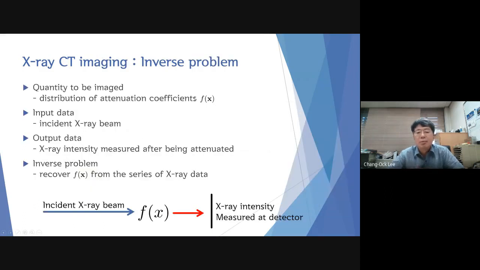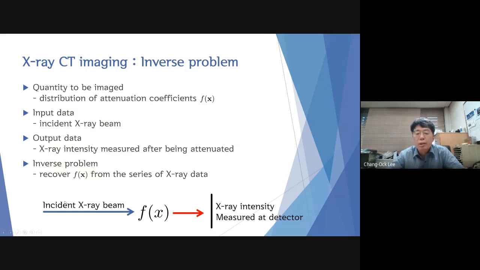Let me say something about the mathematics of X-ray CT imaging. It's really an inverse problem. The quantity to be imaged is just the distribution of attenuation coefficients, f of x. Different materials have different attenuation coefficients. So by recovering the attenuation coefficients of the inside of the human body or the object, you can see the internal structures. So the input data is the instant X-ray beam.